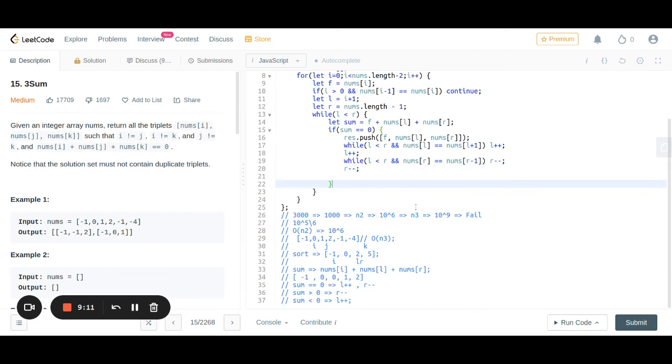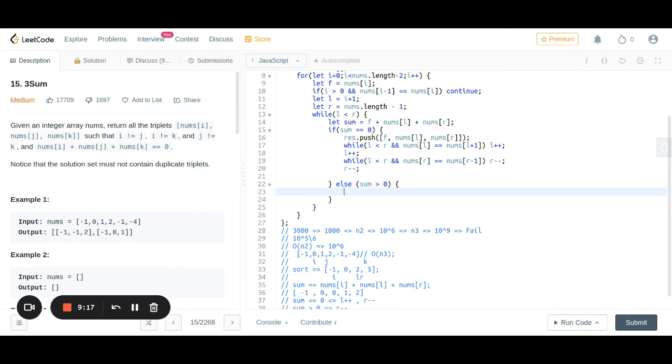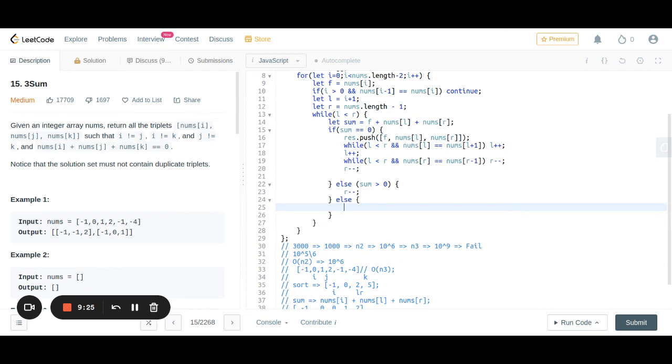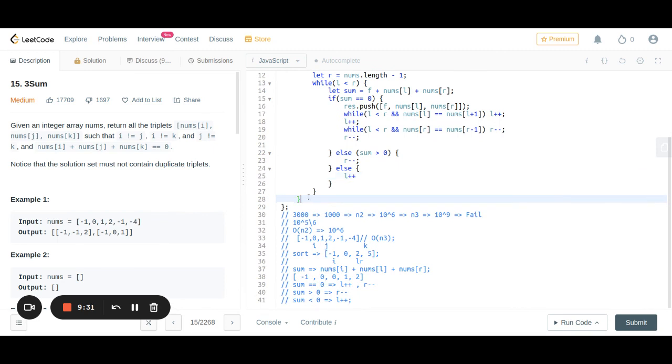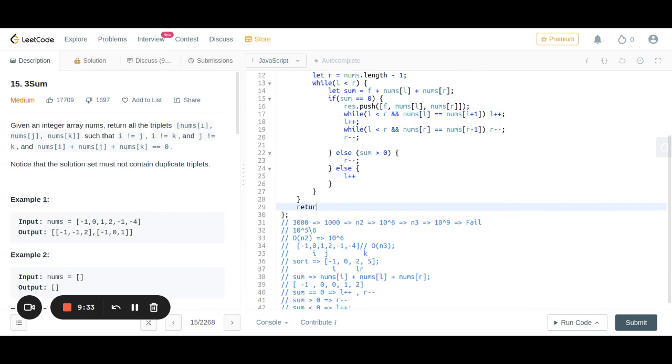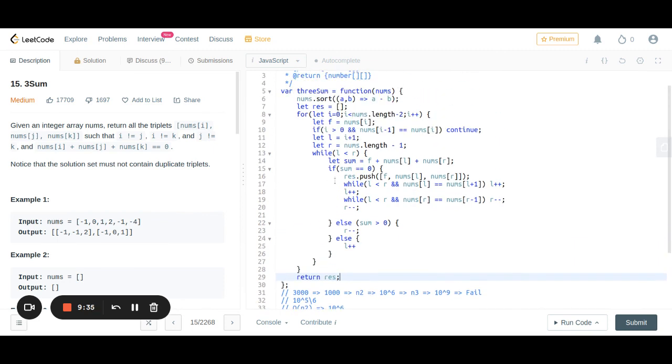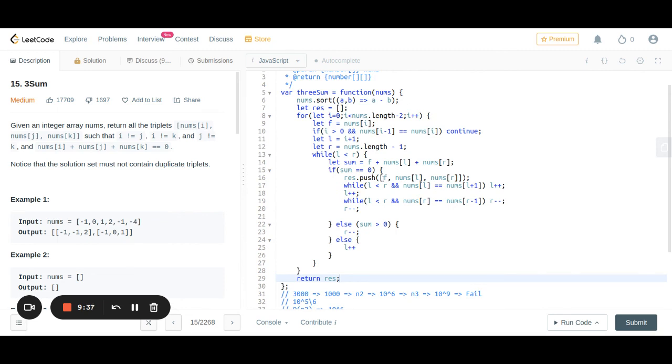So now let's check if sum is greater than 0. Now if sum is greater than 0, then we have to do right minus minus. Since the sum is too big, we reduce from the right side, and if the sum is small, then we increase from the left side. Now at the end we can return the answer. We can return res. So res is an array of arrays, since we are putting arrays inside it, not the actual numbers.